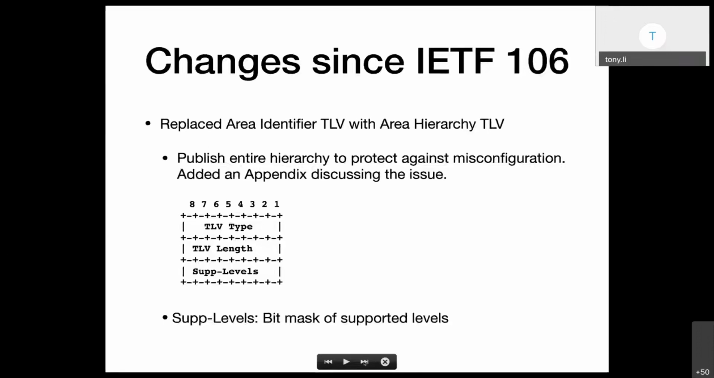The changes that we've made are very straightforward and very simple. Our area identifier TLV we found to be insufficient, and we'll talk about why in just a second. We're replacing it with an area hierarchy TLV. This allows us, when we advertise, to advertise everything about where we are in the global hierarchy, and this is actually an aid to protecting against misconfiguration. Basically, in this TLV, we have a bit mask of the supported levels, and then following it, we have an identifier for each of the levels. Next slide.